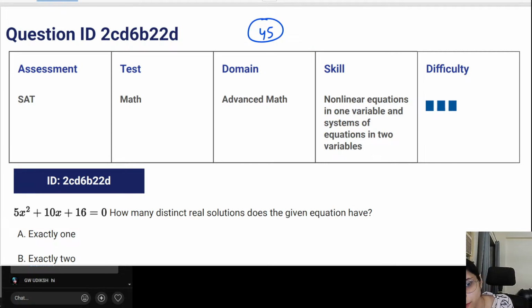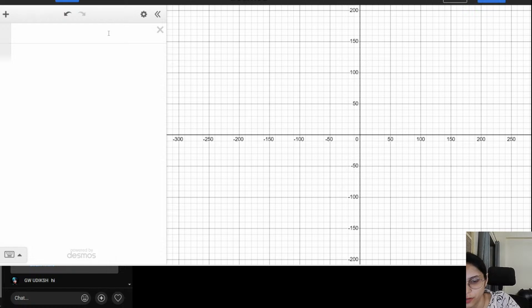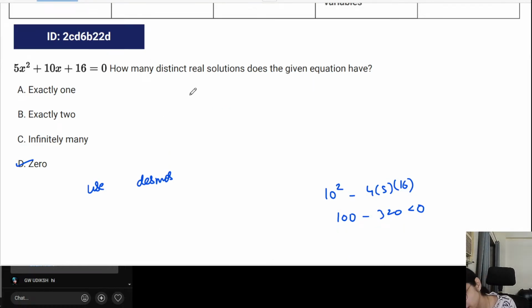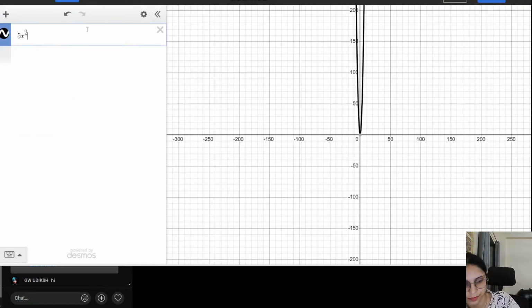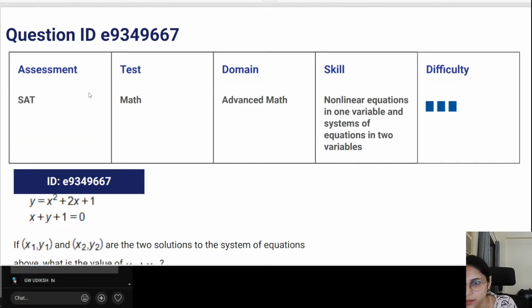#45, how many solutions do they have? I think it's also 0 because 10 squared minus 4 times 5 times 16, 100 minus 320. Or you can just type the equation 5x squared. So just remember, for no solution, discriminant has to be less than 0. For one solution, discriminant has to equal to 0. For real solution, it has to greater than 0. You can see, no x-intercepts, no real solution. So these are all discriminant questions that we are seeing.